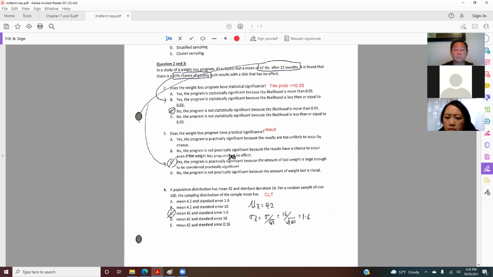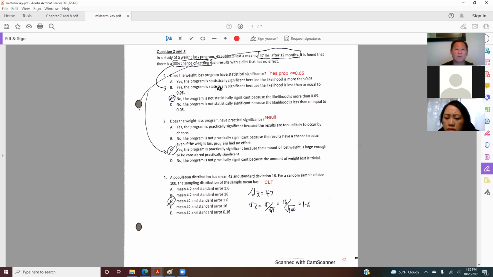What was the hint to know that this was CLT? CLT is used when n is given. Remember that in your chapter 6.1 to 6.4, if n is 1, you don't use CLT. When n is a lot, like 25, 30, 40, 100, we use the central limit theorem. Okay.